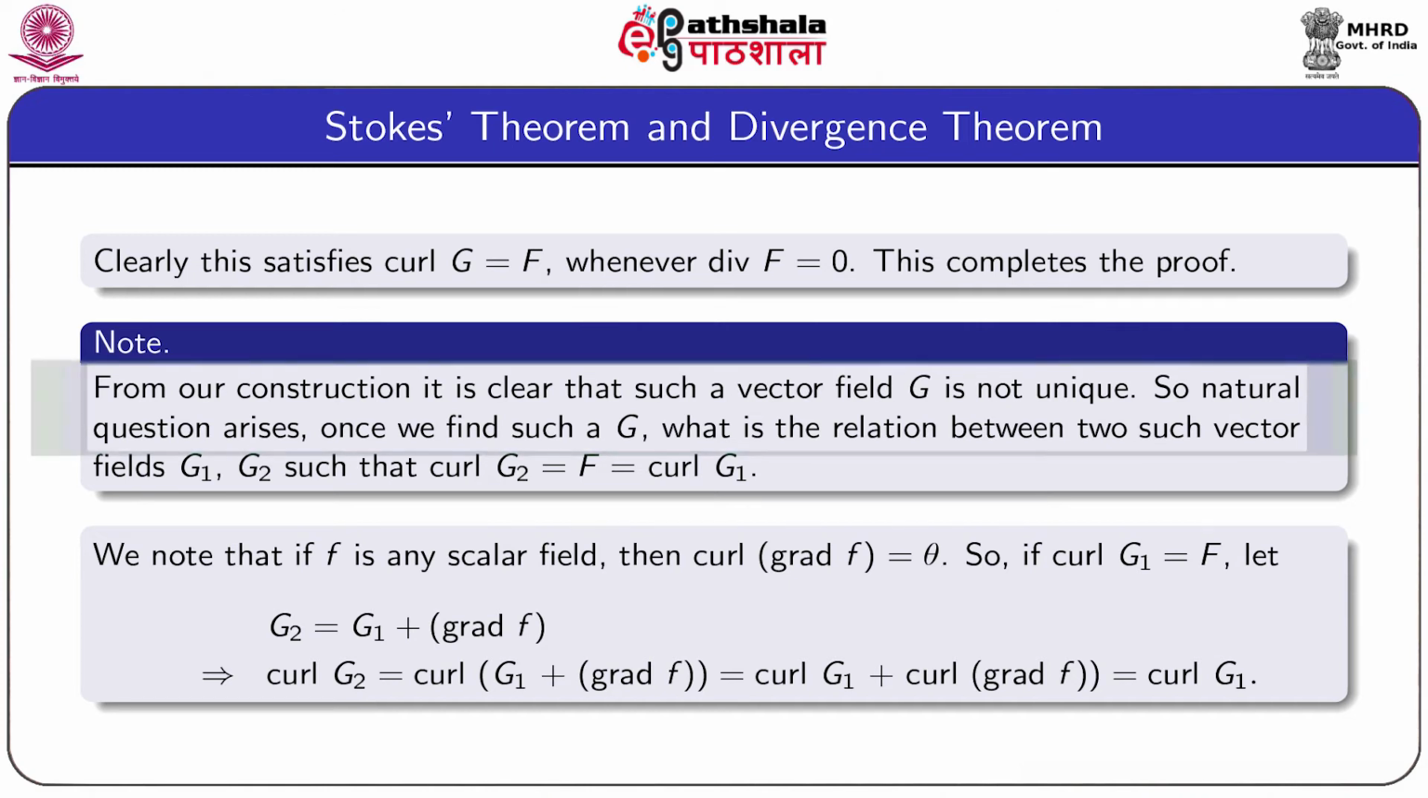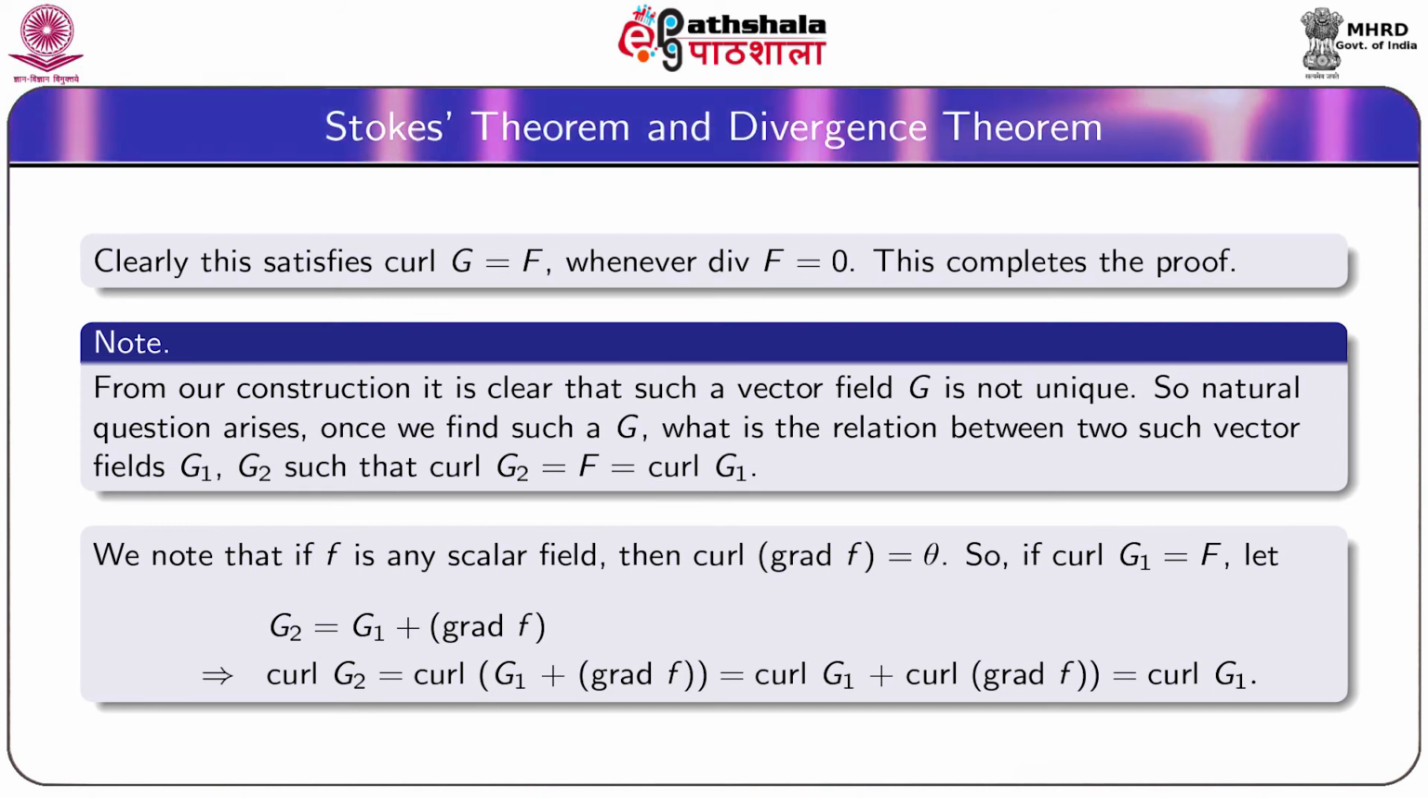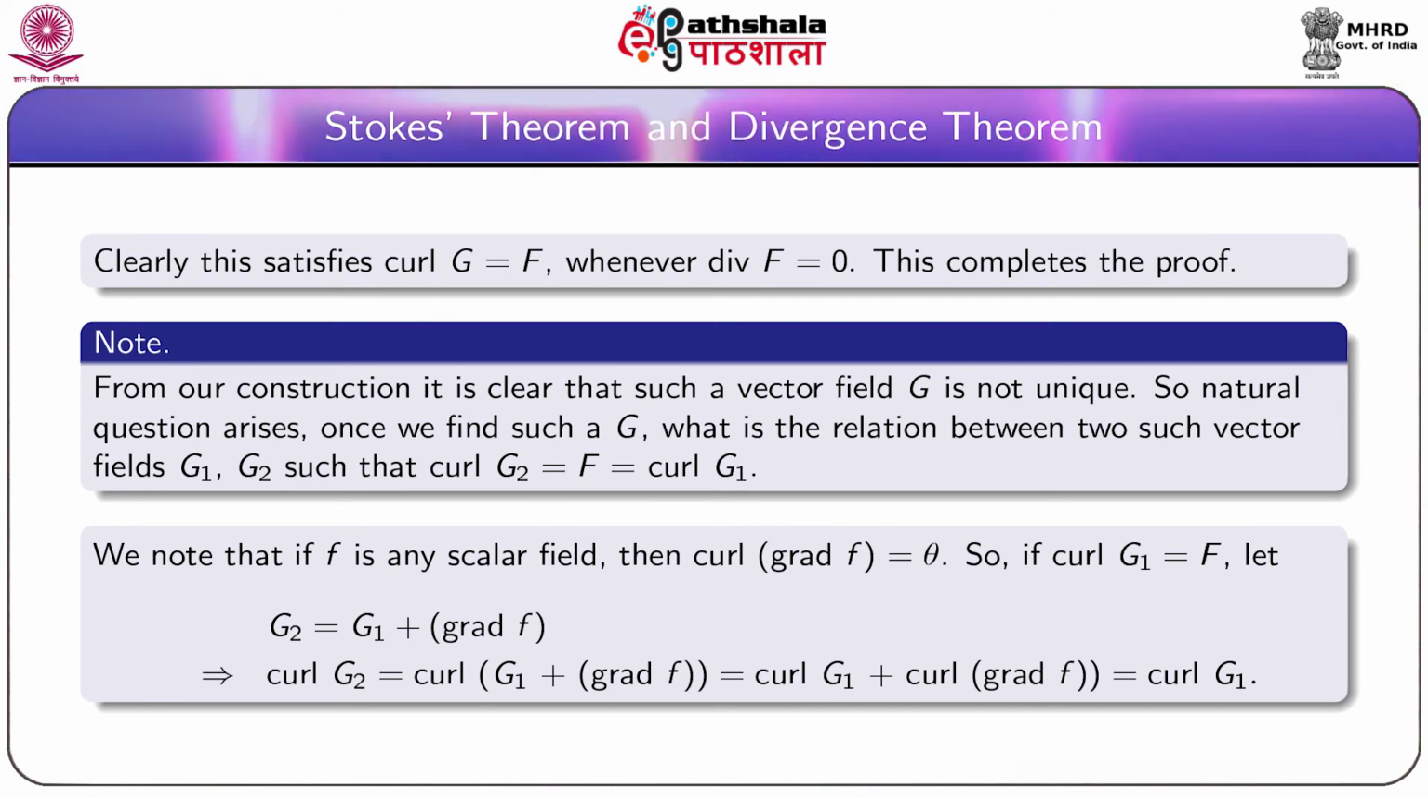Note, from our construction it is clear that such a vector field G is not unique. So a natural question is, once we find such a G, what are the relations between two such vector fields G1, G2 such that curl G2 equals curl G1 equals f?